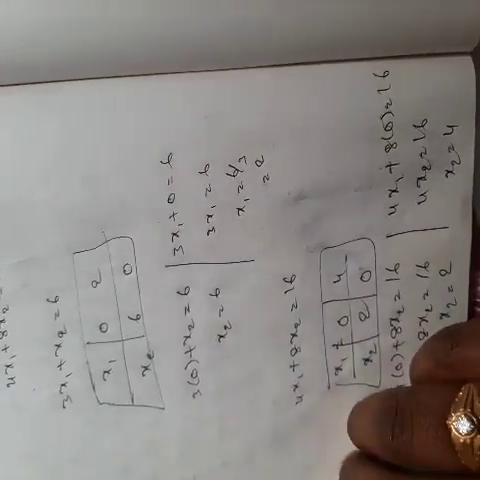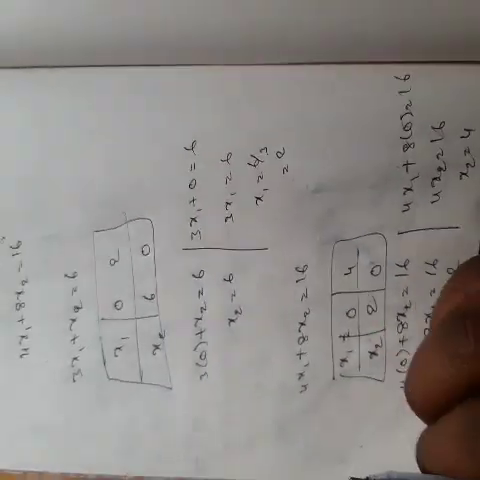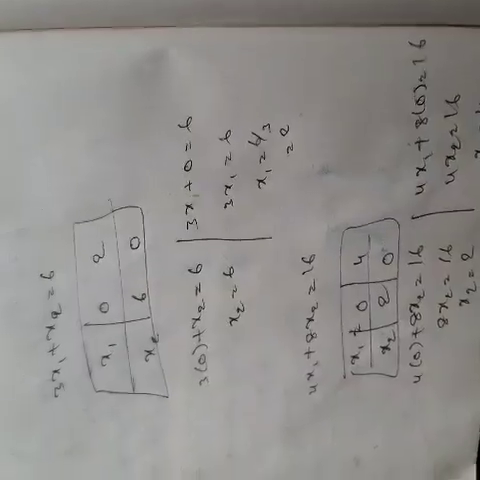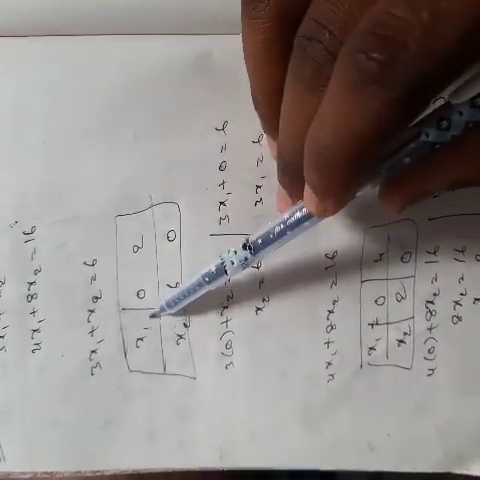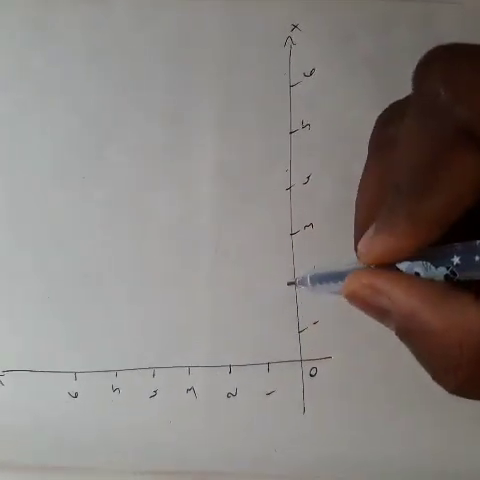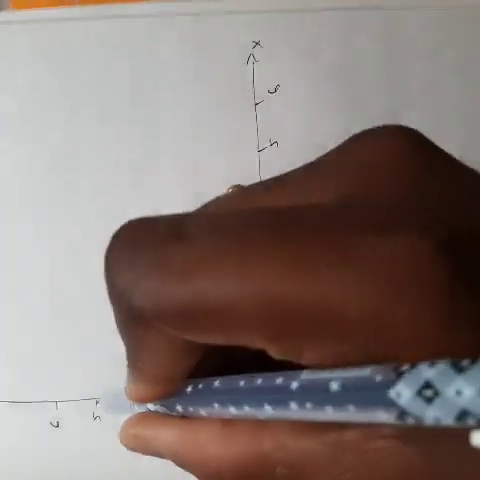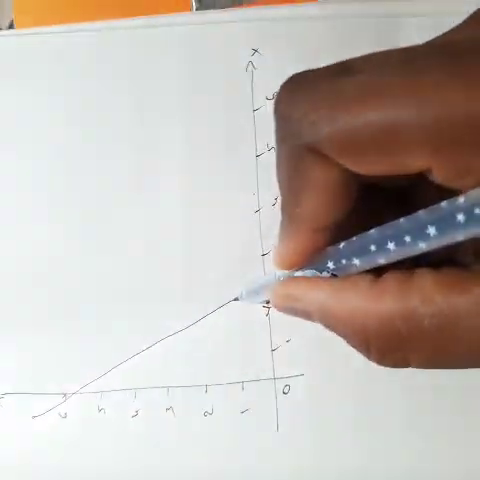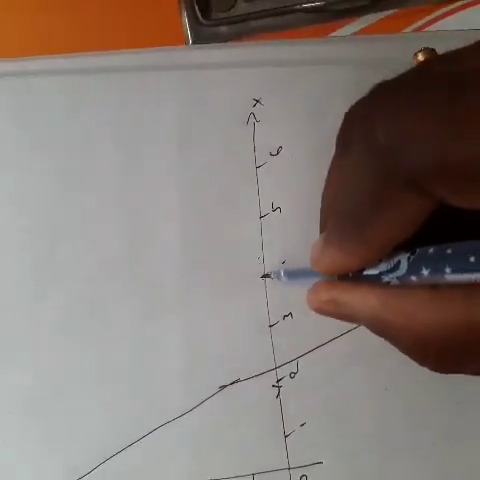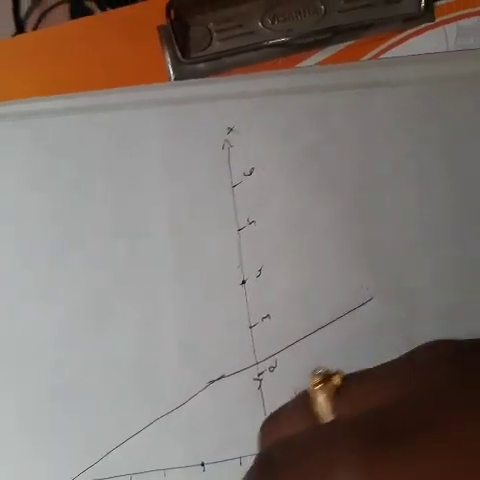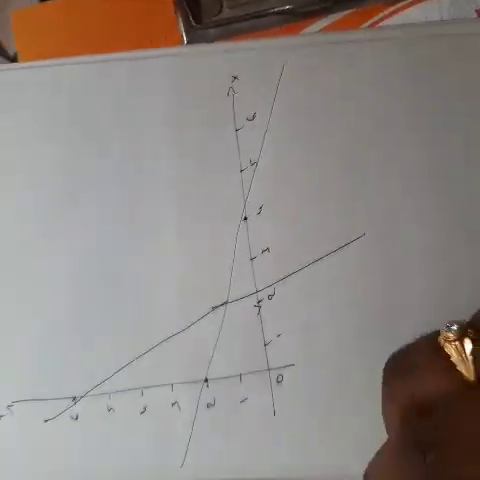Next we will plot these values in the graph as shown below. For the first equation, the points are x1 is 2, x2 is 6, so put in the values and draw the line like this. For the second equation, x1 is 4, x2 is 0, and x1 is 2, x2 is 2. So draw a line like this.